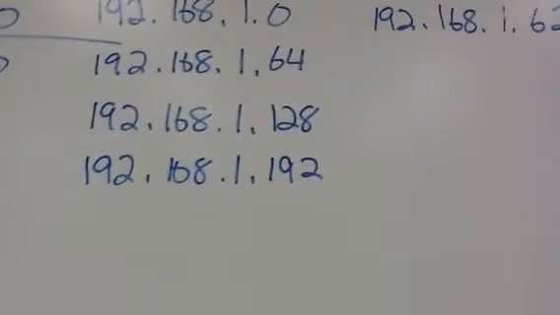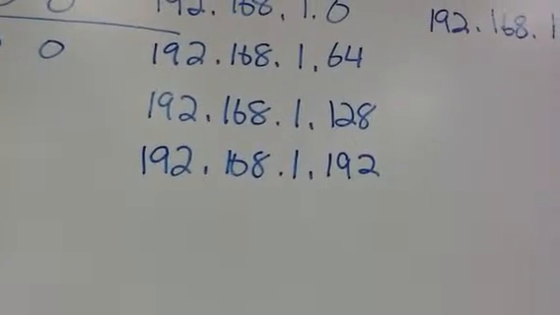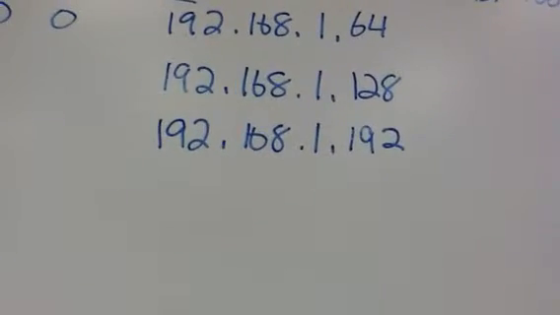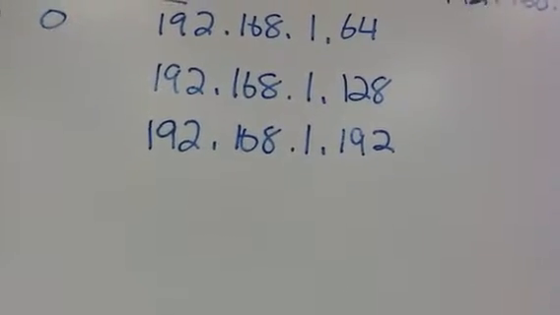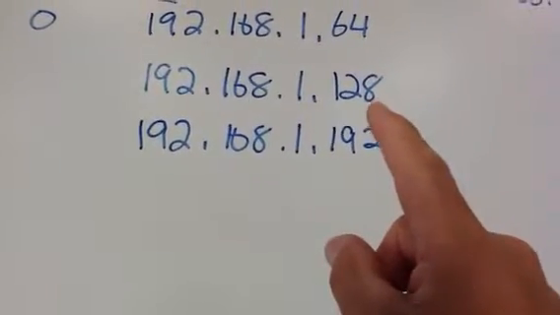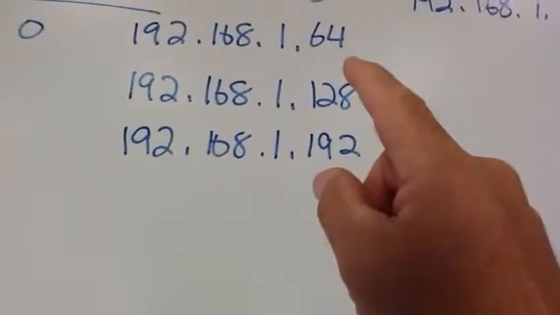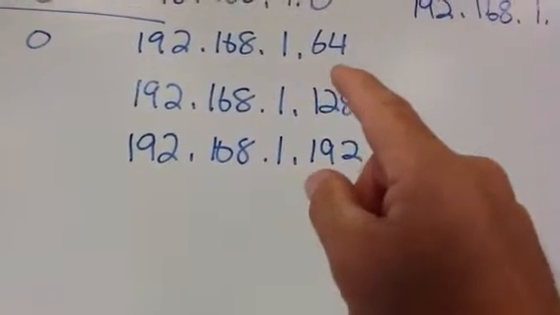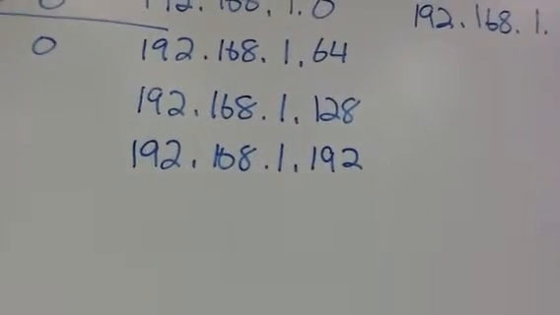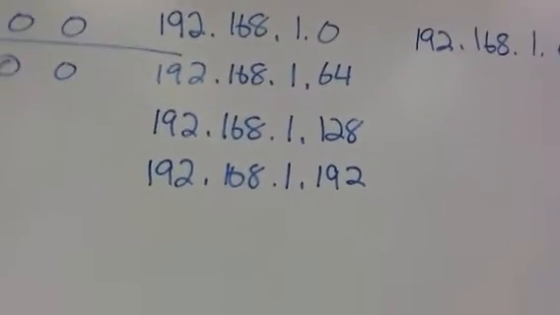And the next range would be 65, 192.168.10.65, the next address after the network address, and it would go up to 126. This is the next network. 127 would be the broadcast for this network, so 126 would be the last address on there that we can use. And in all those situations, we have 62 usable addresses.